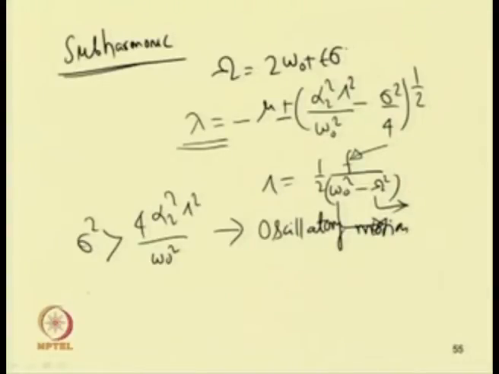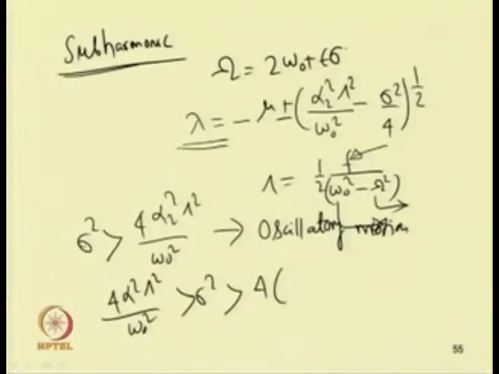Similarly, for this sigma square part, let me write it this way. If 4 alpha square lambda square by omega 0 square is greater than sigma square, which is greater than 4 alpha square lambda square by omega 0 square minus mu square, then in this case one can get a positive response, or one can observe that the system will decay. So, it will be overdamped, and the system will decay without oscillation.